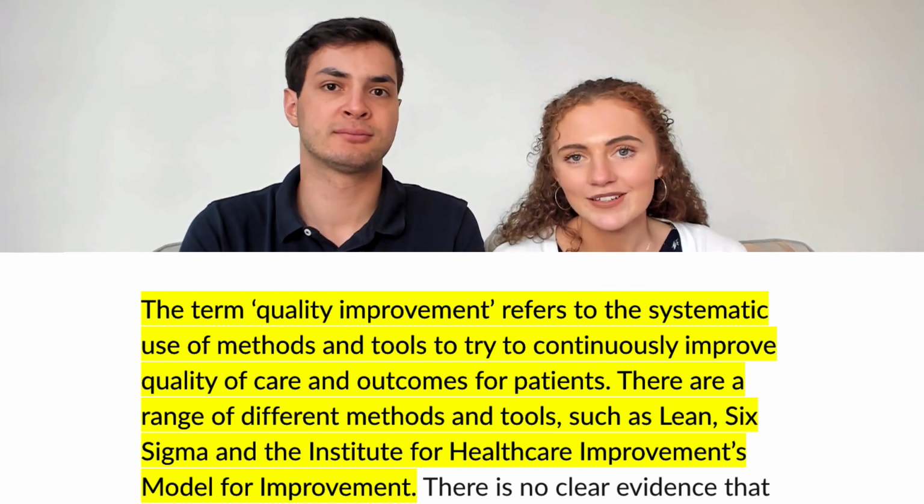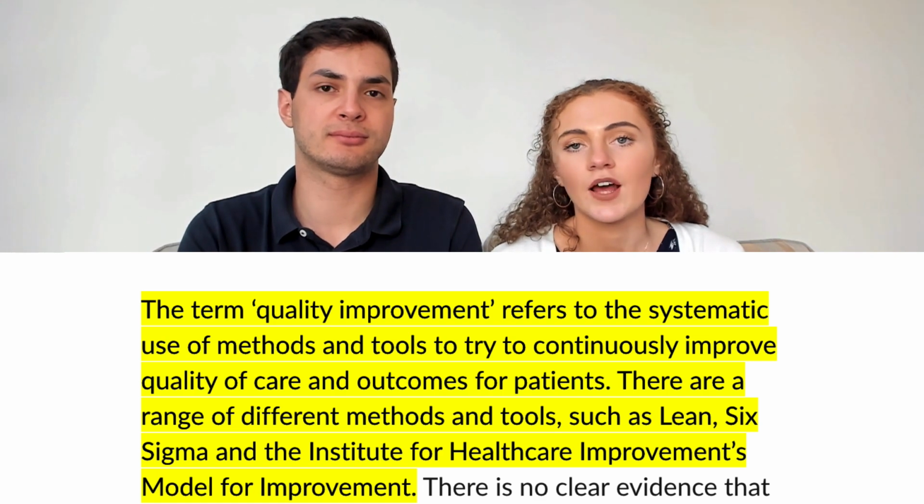Okay, so a good example of this is a major incident in a hospital, such as a never event. Let's think of the example of the wrong kidney being taken out of a patient. Now, this would be a really good example of where we could use a quality improvement project to try and prevent this kind of situation from happening again.